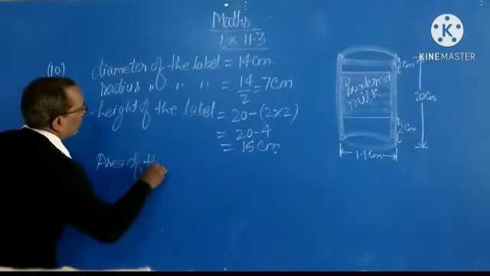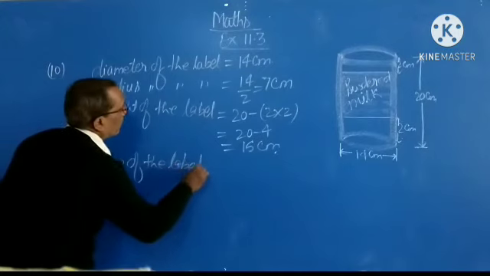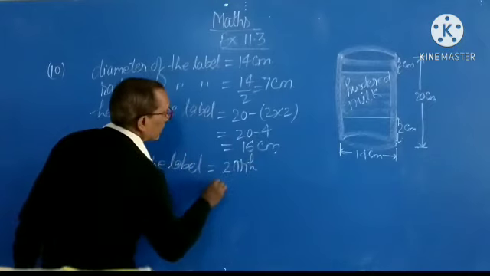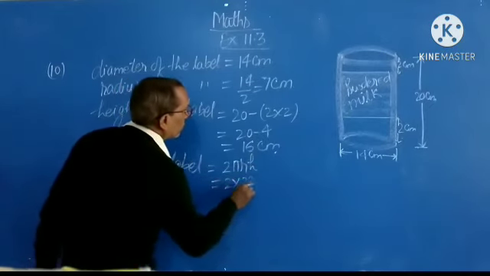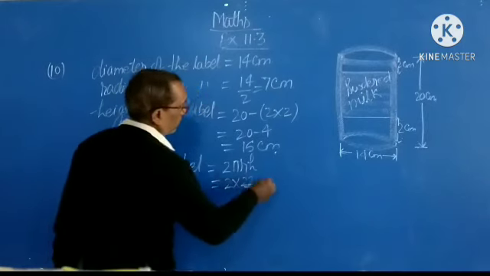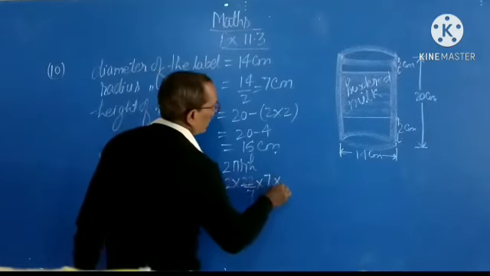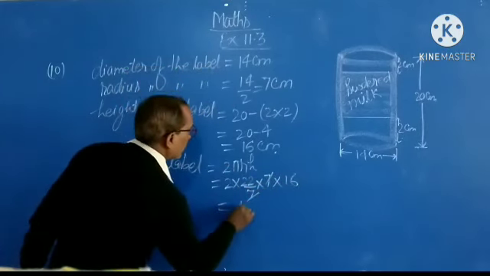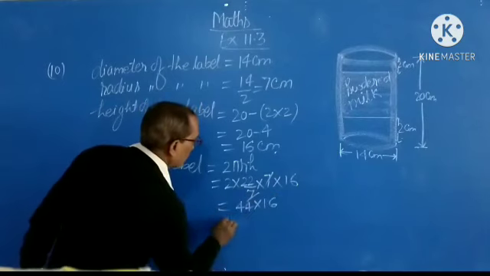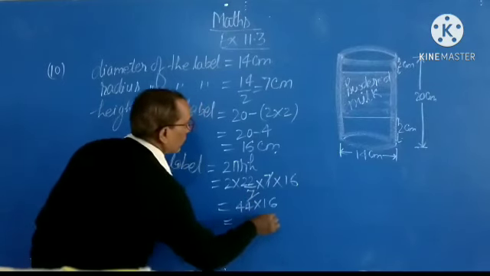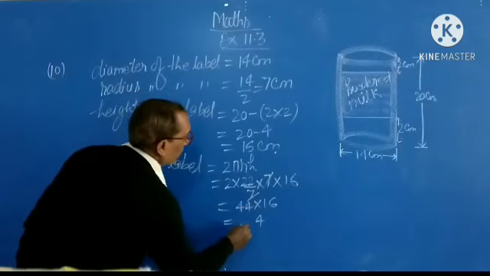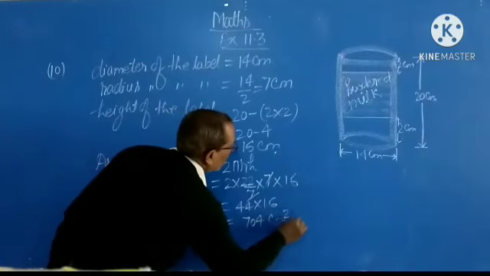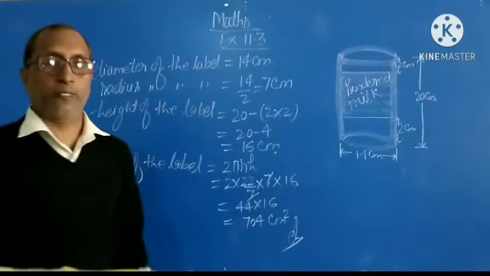Area of the label is equal to 2 pi rh, means 2 into 22 by 7 into 7 into 16. 7 is cancelled here. You get 44 into 16. 6 fours are 24, and so on. 704 centimeter square. It is your answer.